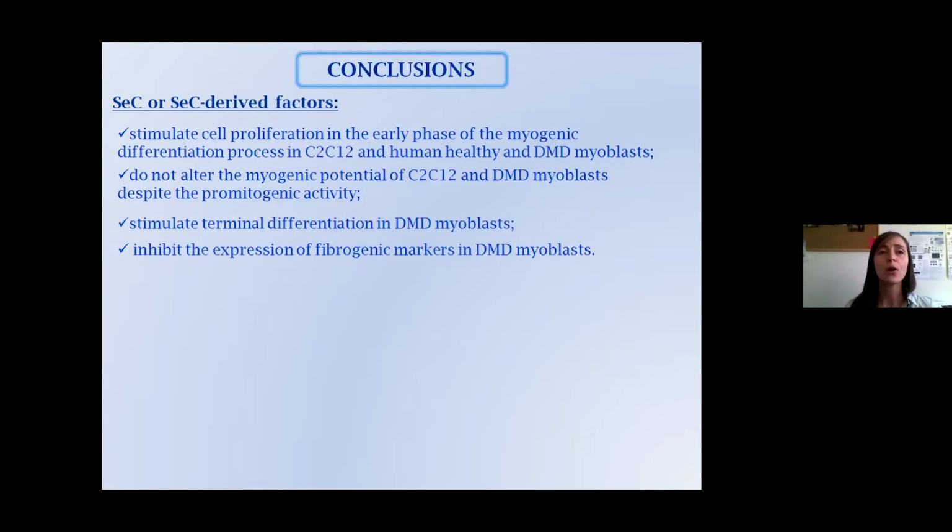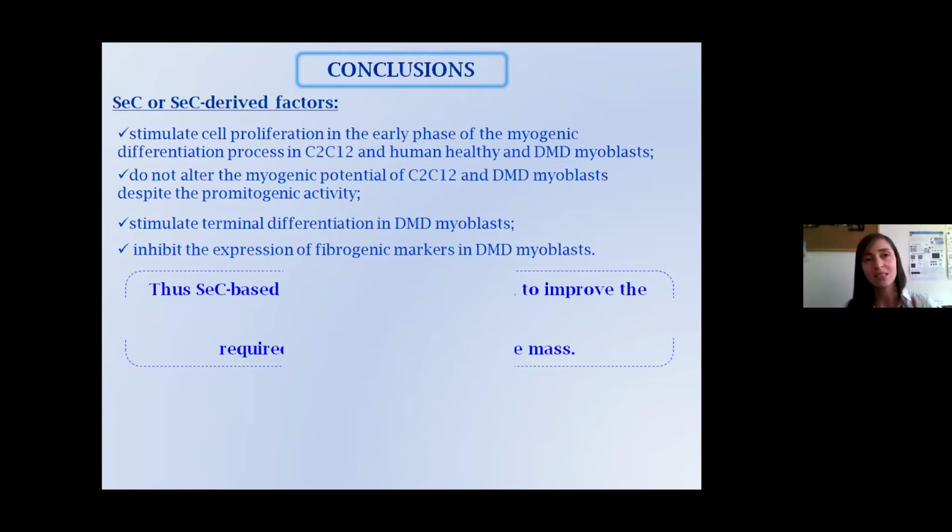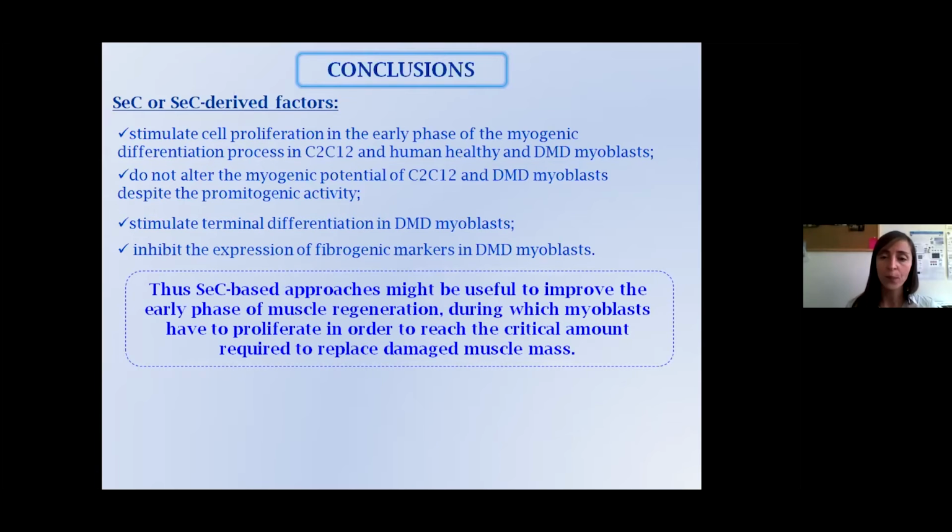So we might conclude that Sertoli cells or Sertoli cell-derived factors stimulate, in murine C2C12 and human healthy and dystrophic myoblasts, cell proliferation in the first part of the myogenic process without altering the myogenic potential. Moreover, Sertoli cells in dystrophic myoblasts stimulate terminal differentiation and reduce the expression of fibrogenic markers. So this data suggests that a Sertoli cell-based approach might be useful in the early phase of muscle regeneration to improve the number of cells necessary to replace the damaged muscle mass.